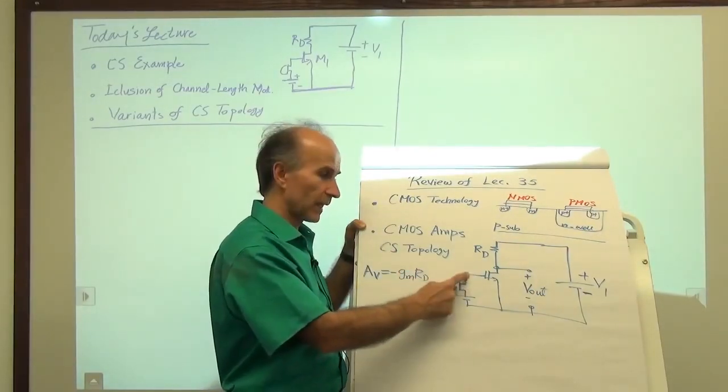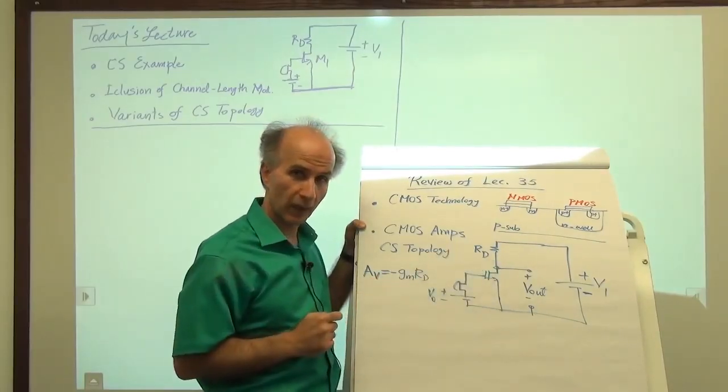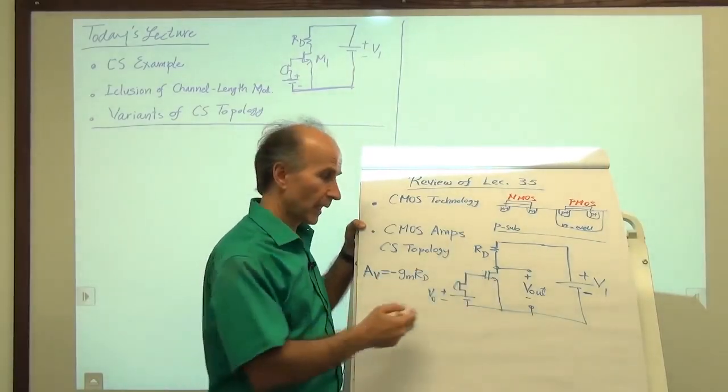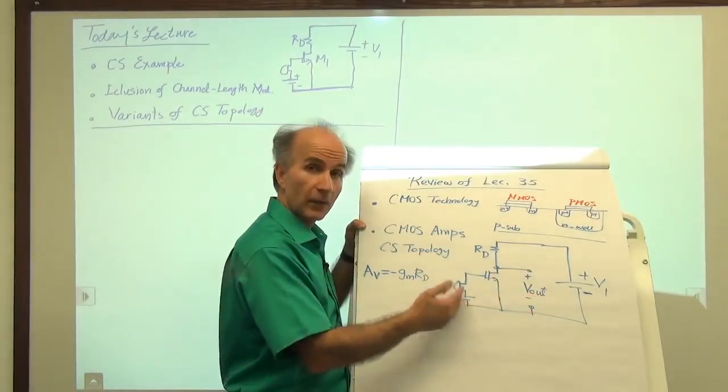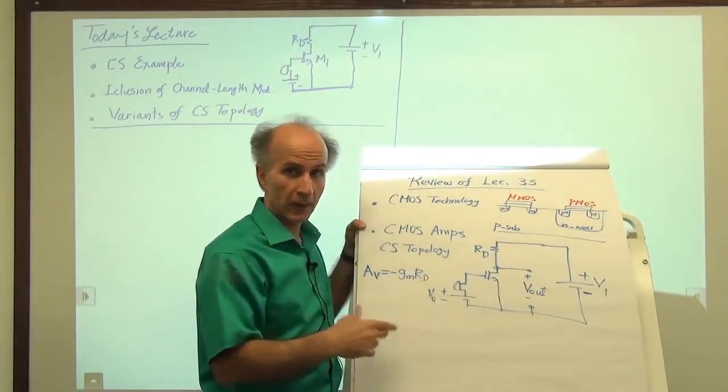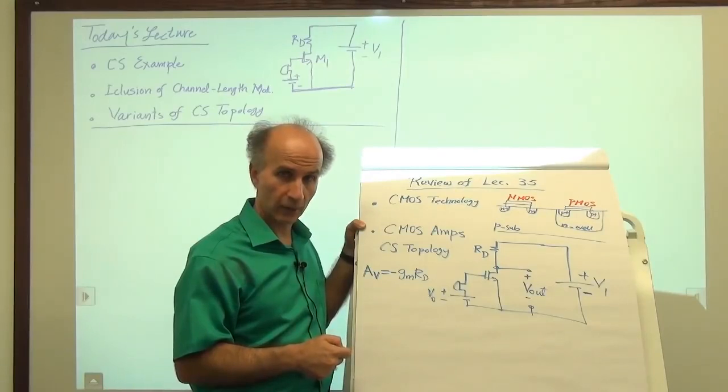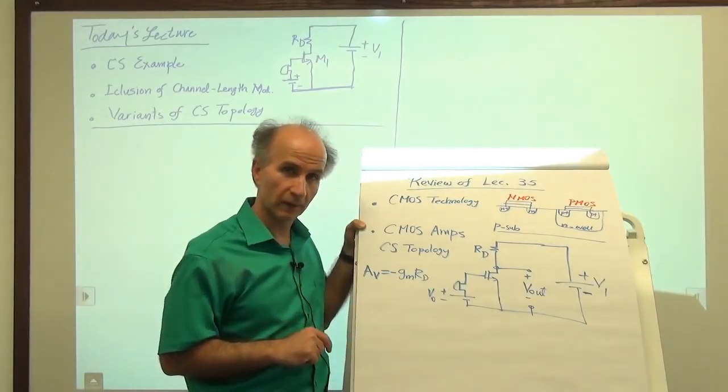The input is applied to the gate and the output is sensed at the drain. And the source can be considered common to the input port and the output port, and that's why we call it a common source topology. But that's a minor detail.